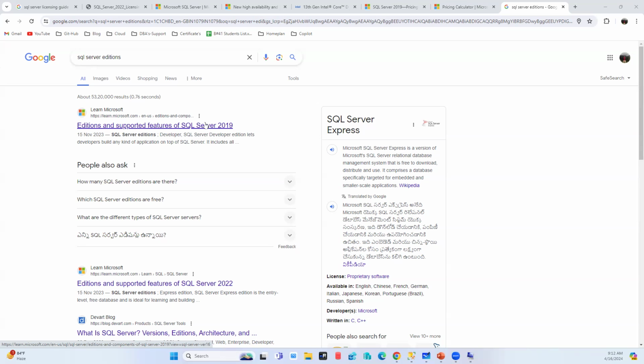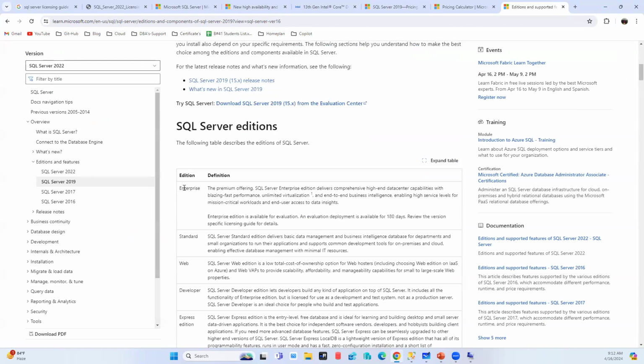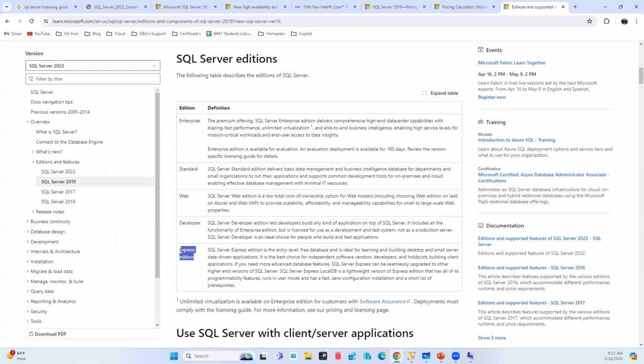Don't misunderstand. When you want to purchase SQL Server, we have different editions: Enterprise Edition, Standard Edition, Web Edition, Developer Edition, Express Edition, and Evaluation Edition, sir. Evaluation Edition is a student edition, sir. You can just download it and work. It acts like Enterprise Edition only. Even Developer Edition is like Enterprise Edition only.